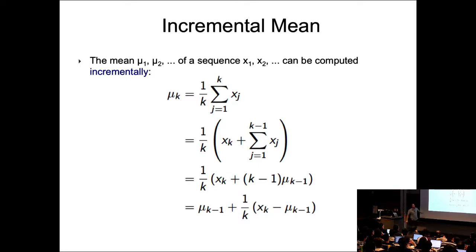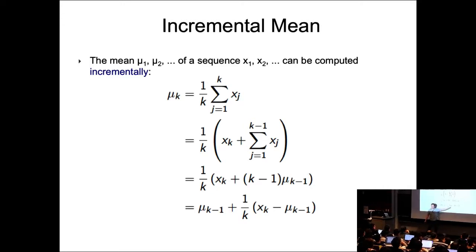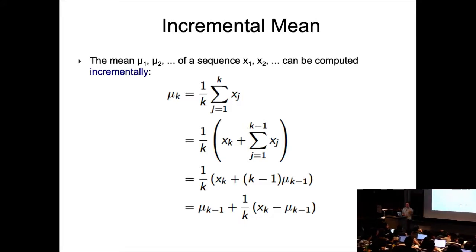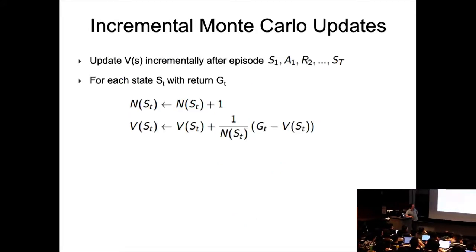And the mean mu sub k of some sequence can be computed incrementally. This is just a little bit of math that essentially shows that to estimate the mean mu sub k, it's equivalent to taking the mean mu sub k minus 1 plus the difference between x sub k minus mu sub k minus 1, divided by k. Okay? It's the same thing. So once you have mu sub k minus 1 and you want to estimate the next mean, you just follow this equation here. Okay? So we'll come back to using the same thing again.